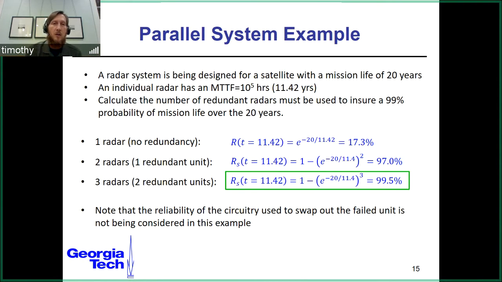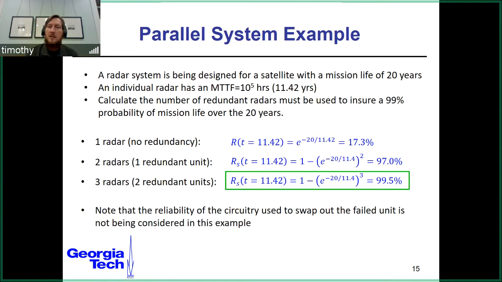An individual radar has a mean time to failure of 10 to the 5th hours, which is 11.42 years. Calculate the number of redundant radars that must be used to ensure a 99% probability of mission life over 20 years. So if you have just one radar, no redundancy, R of t for 11.42 is going to be equal to e to the minus 20, that's the t, divided by the MTTF, the mean time to failure.